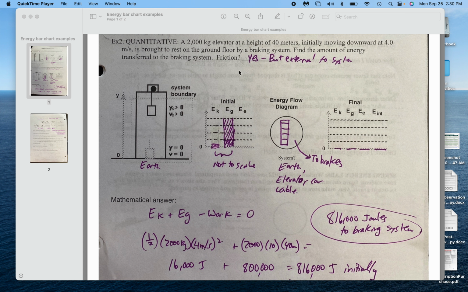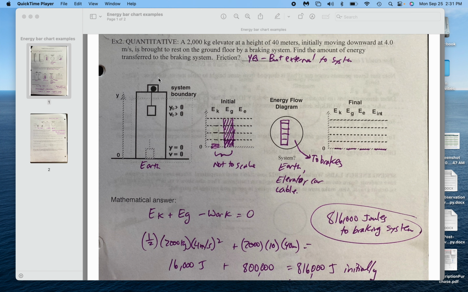And the question is, is there friction? Well, there's brakes, so yeah, there is. But this is a little unclear. This dashed line here is the system boundary. And by the way, these examples are on the back of the work energy bar chart handout I gave you. So this should include the earth. It does include the elevator. It includes this rope. It does not include the braking system, which is up here.